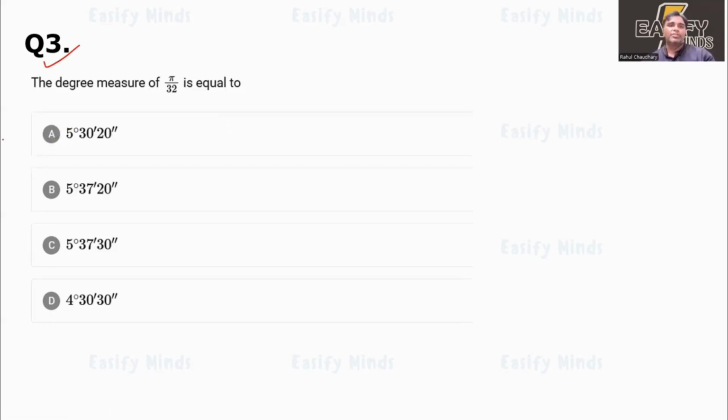Third one, let's try conversion of angles. So we want the degree conversion, the degree measure of pi by 32. How to convert pi by 32 into degrees? Pi by 32. So pi is nothing but basically 180. And we divide this by 32. So how much is coming?